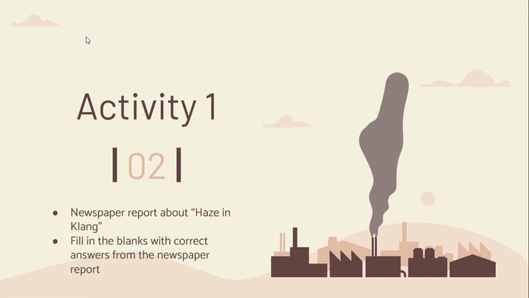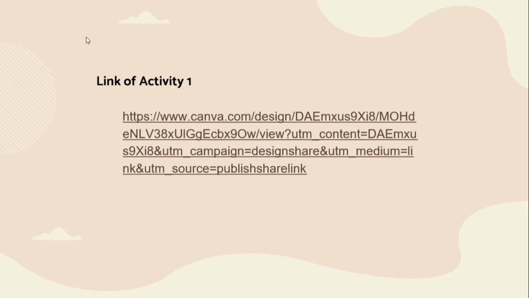Now, let us proceed to the first activity, which is activity 1. For activity 1, you need to read a newspaper report about heat in Klang. After that, you need to fill in the blanks with the correct answers from the newspaper report. Here is the link for activity 1. You can click on the link given to answer all the questions.